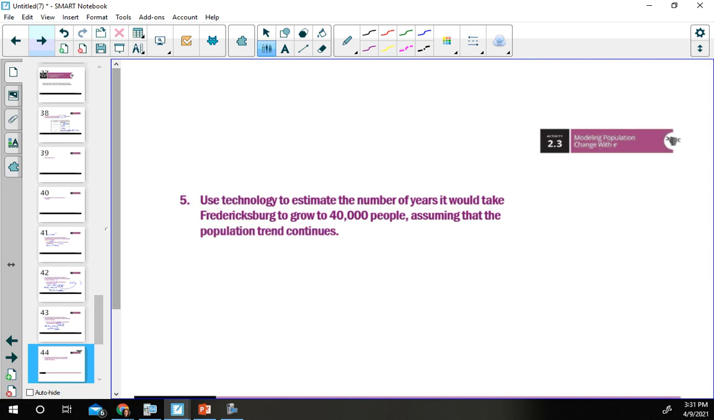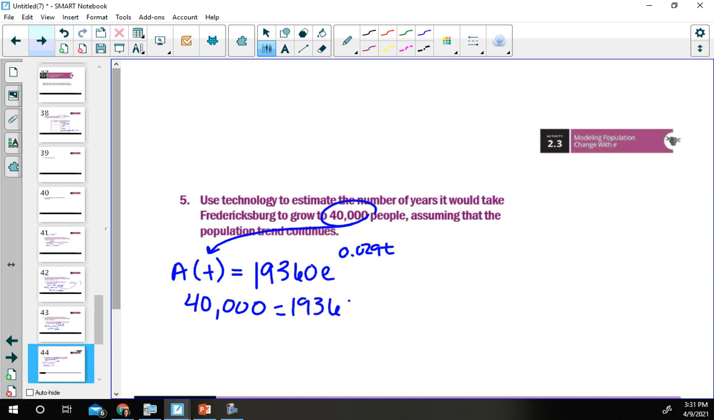All right, my next one here: use technology to estimate when there are 40,000 people. First off, let's look at this equation here. What do the variables actually mean? T stands for time. N of t stands for the amount of people after time. So I'm going to be plugging that 40,000 in here. But the problem is, I don't know how to solve this. I can divide by that 19,360, but how do I get rid of an E? I can't divide by E, because it has an exponent. When you divide by something, it doesn't just make that exponent become a real number there.